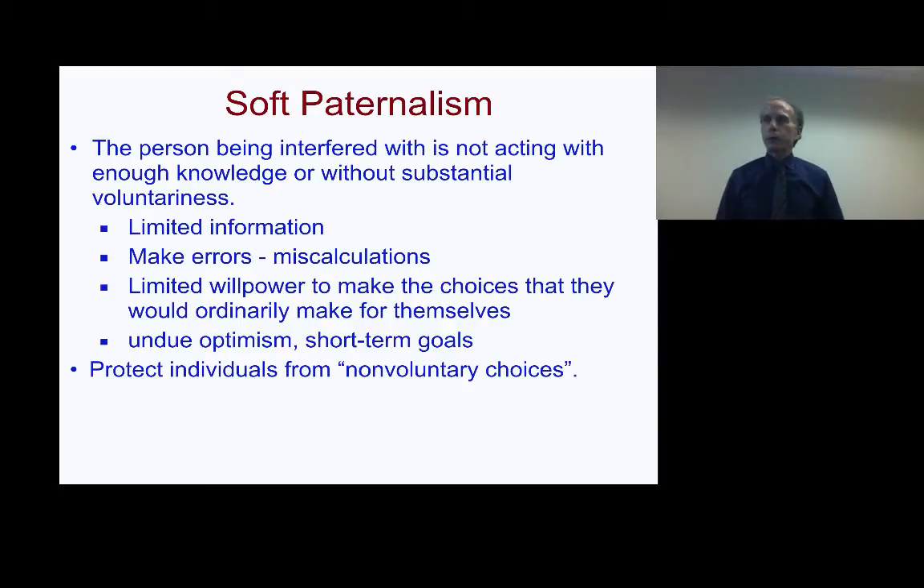Before we take on this issue of hard paternalism, let's provide more details on when we think we are dealing with soft paternalism. In theory, soft paternalism occurs when the person being interfered with is not acting with enough knowledge or without substantial voluntariness. This would include someone acting with limited information, making errors or miscalculations based on the facts, a person having limited willpower to make the choices that they would ordinarily make for themselves, or someone having undue optimism, or just mainly focusing on short-term goals without looking at the long-term outcomes. In these instances, when someone is not operating with enough knowledge or substantial voluntariness, then one might have a duty to protect individuals from non-voluntary choices.